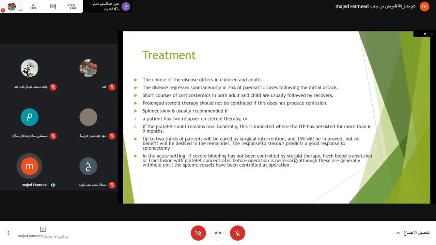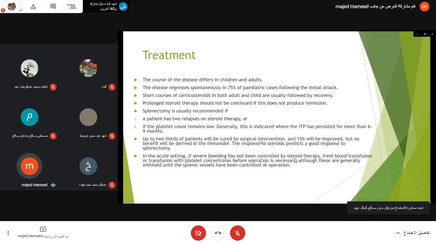Splenectomy is usually recommended if a patient has two relapses on steroid therapy, or if the platelet count remains low. Generally, this is indicated where the ITP has persisted for more than 6 to 9 months. Up to 2/3 of patients will be cured by surgical intervention, and 15% will be improved, but no benefit will be derived in the remainder. The response to steroid predicts a good response to splenectomy.